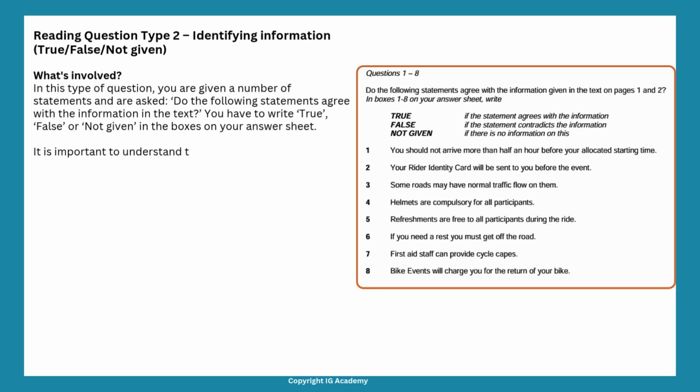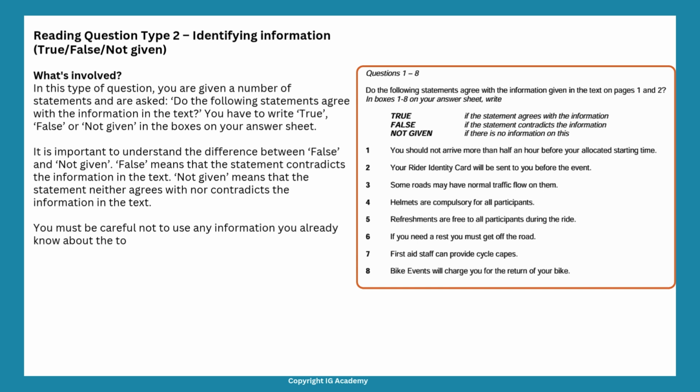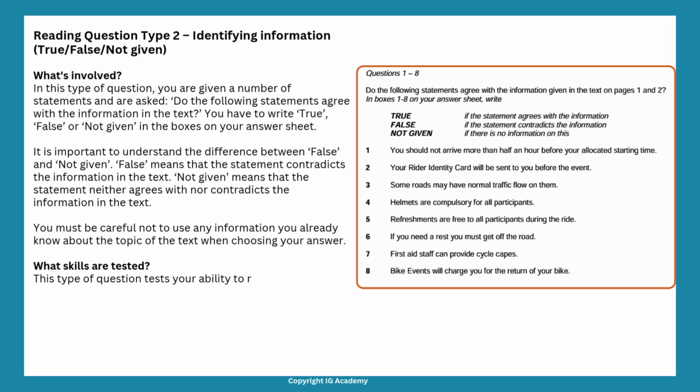It is important to understand the difference between false and not given. False means that the statement contradicts the information in the text. Not given means that the statement neither agrees with nor contradicts the information in the text. You must be careful not to use any information you already know about the topic of the text when choosing your answer. This type of question tests your ability to recognize specific information given in the text. The number of questions is variable.